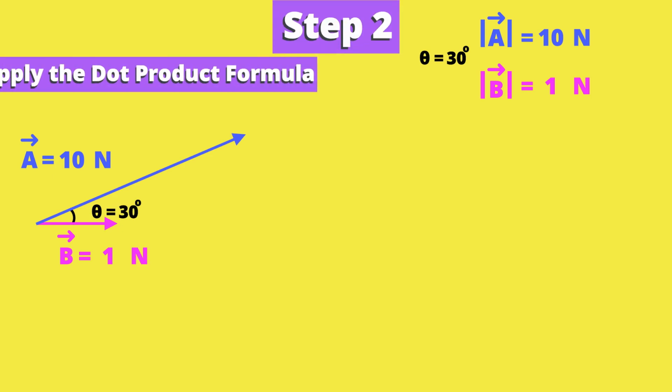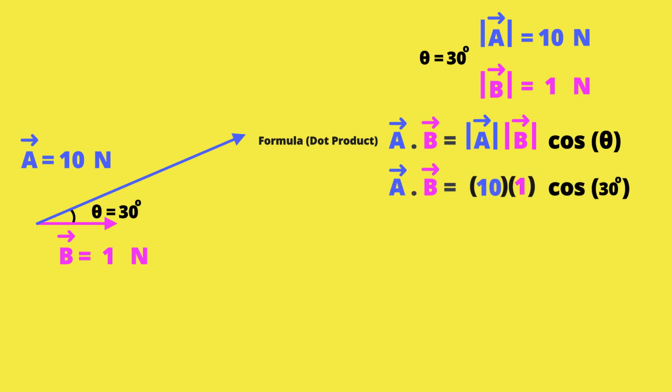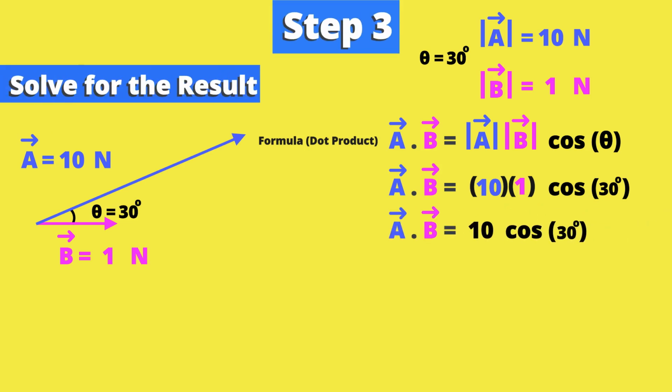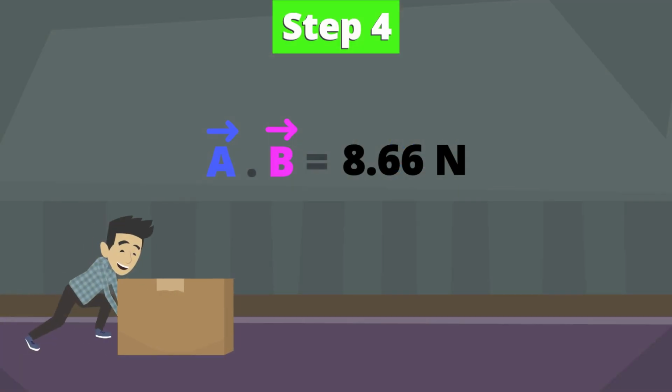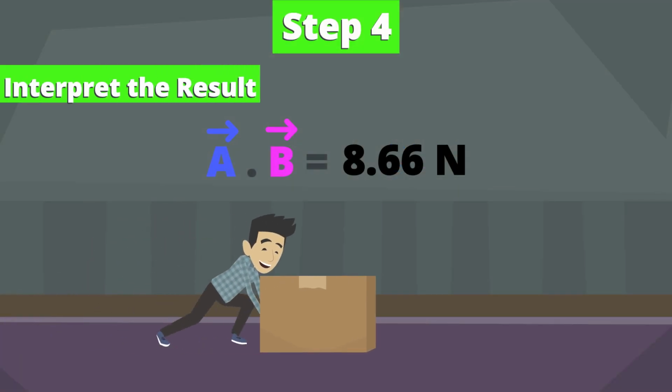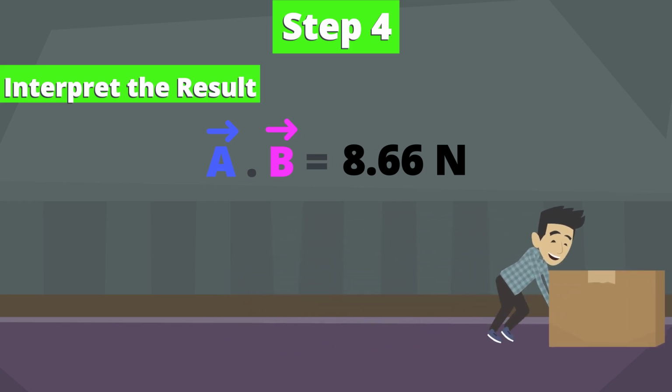Step 2. Apply the dot product formula. A dot B equals the magnitude of A times the magnitude of B times the cosine of theta. Substitute the values. A dot B equals 10 times 1 times the cosine of 30 degrees. Step 3. Solve for the result. A dot B equals 10 times 0.866, which equals 8.66 newtons. Step 4. Interpret the result. Only 8.66 N of your push moves the box forward. The rest of your effort presses it into the ground.